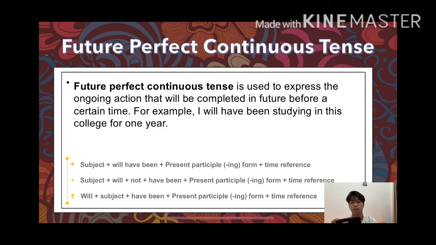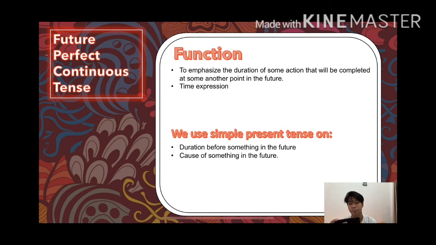Okay, next is the future perfect continuous tense. Future perfect continuous tense is used to express an ongoing action that will be complete in the future before a certain time. For example, I will have been studying in this college for 1 year. Okay, for the formula, you can see it on the screen.